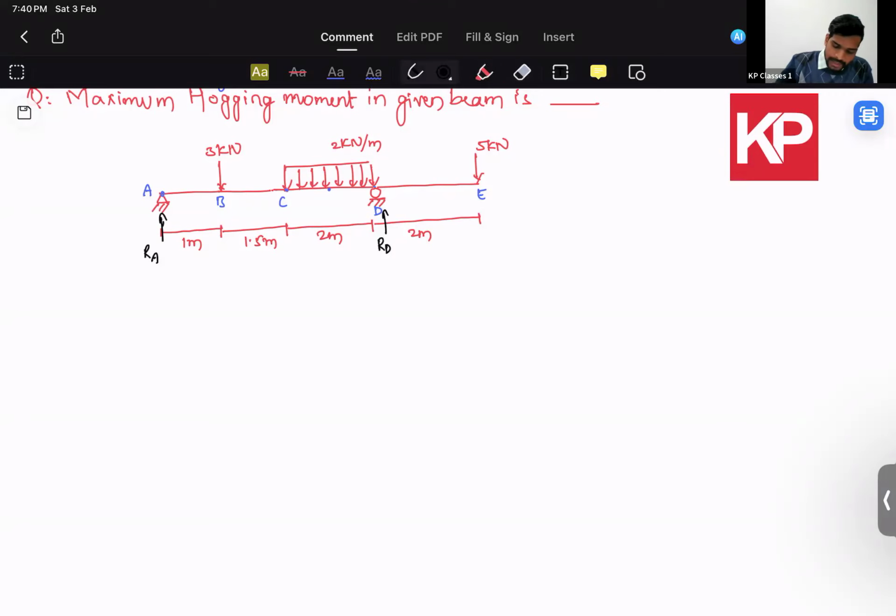So this is applying the equation of summation of forces along the y direction, the vertical direction, to be 0. If I apply that, I will get RA plus RD equal to 3 plus, for the UDL, 2 kilonewton per meter over the span of 2 meters, so it is 2 into 2, plus 5. So this is going to be 12 kilonewtons. That's the first equilibrium equation.